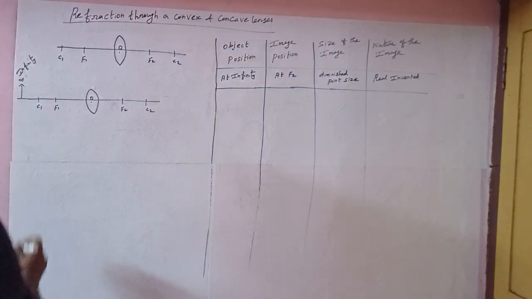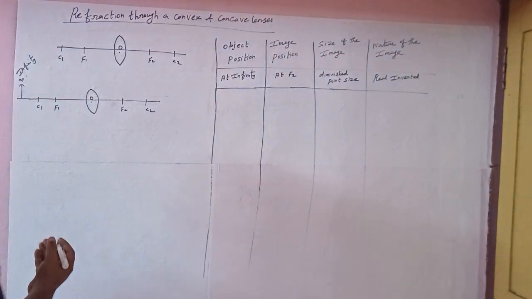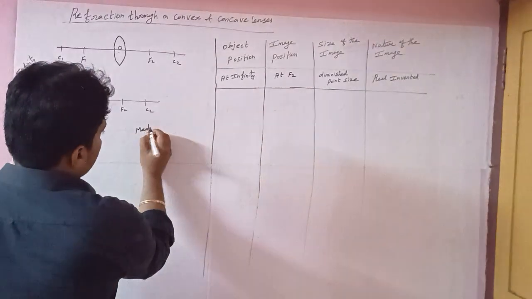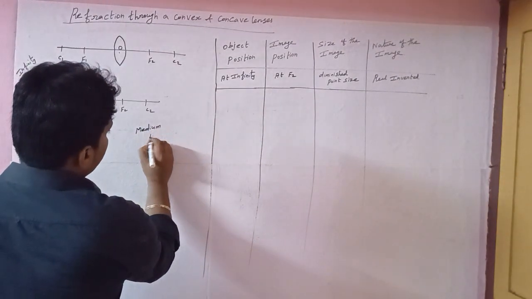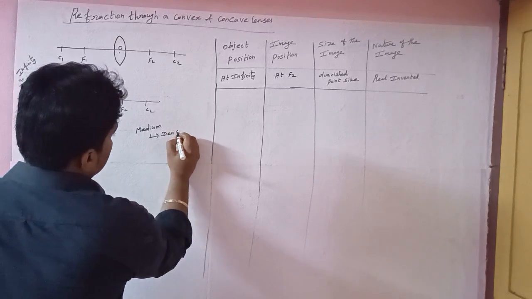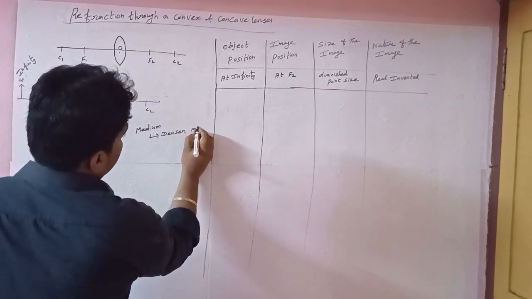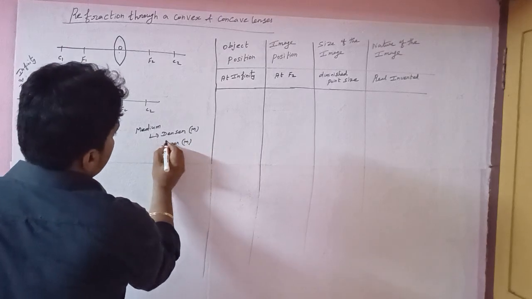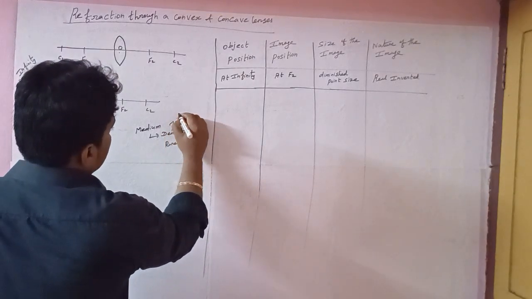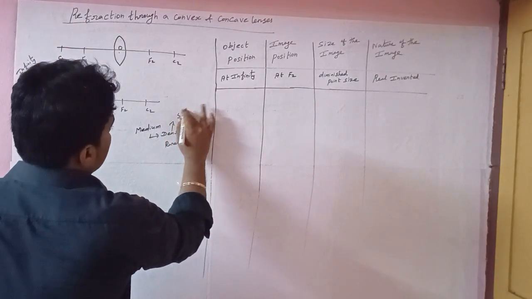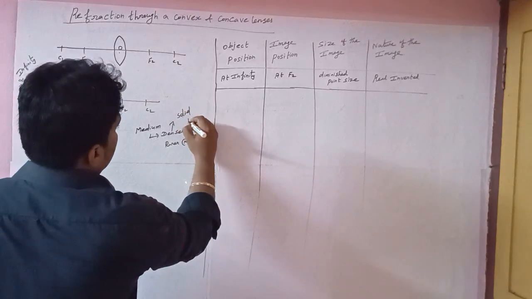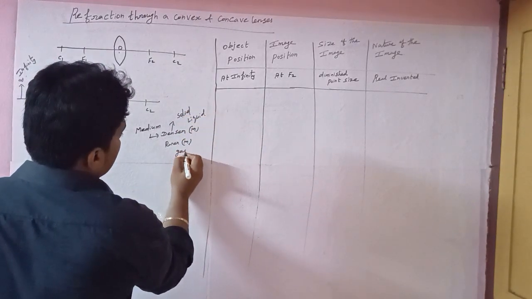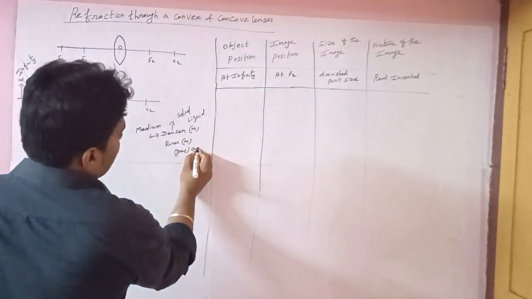So we know that the light ray travels through a medium. There are two types of medium: one is the denser medium and the other is the rarer medium. What is the denser medium? The denser medium is solid and liquid. What is the rare medium? The rare medium is gas, for example the air medium.